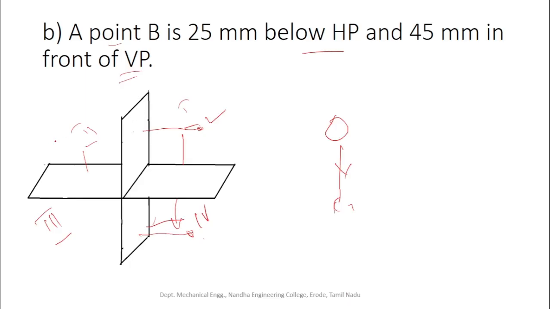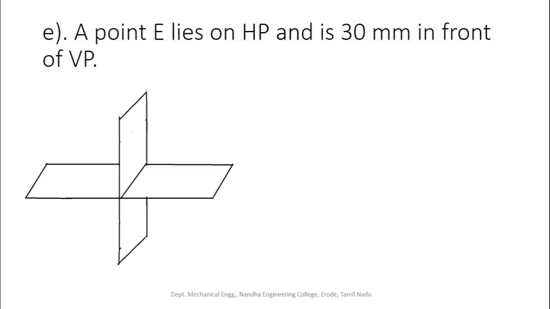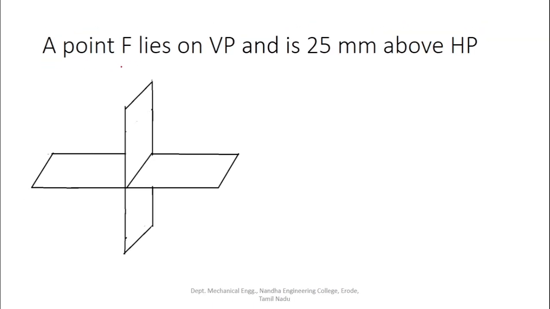To describe the location of an object placed in either the second or third quadrant, the description is that the point A or B is some distance behind the VP. So they use the term behind the VP. Behind the VP means the point may be placed either in the second or third quadrant. Okay, we will see some examples over here.